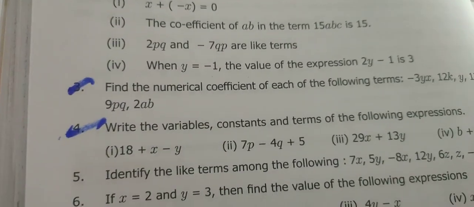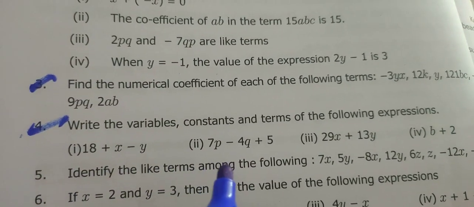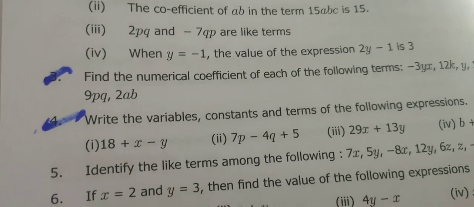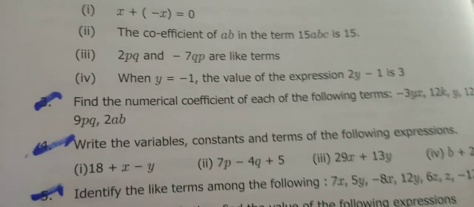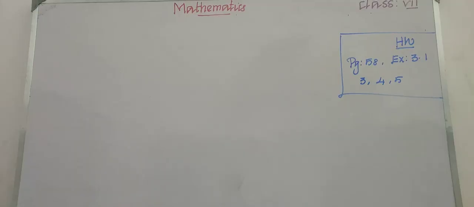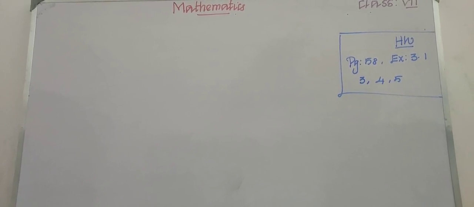And then see the fifth one. Identify the like terms among the following. Like terms, as we did in the previous sum. Try this. So these 3 sums are your homework. Children, do your homework. Your homework is from page number 58, exercise 3.1. Third, fourth and fifth sum is your homework. Do your homework properly. Okay, thank you.